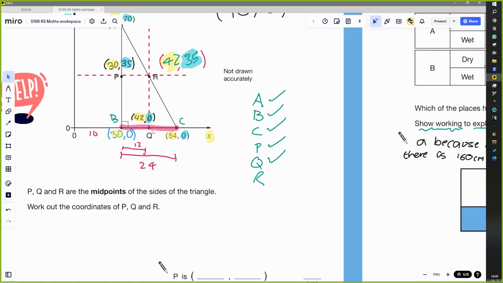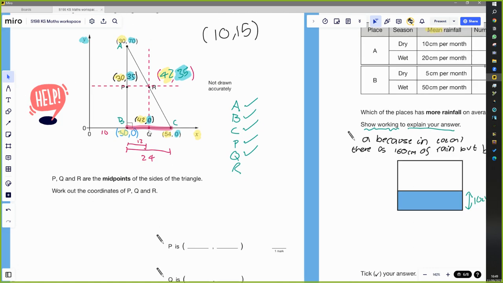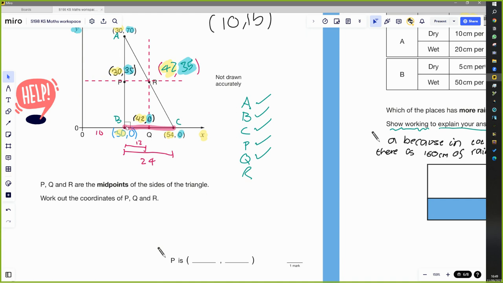Q was a little bit harder because it started at 30 and went up to 54. So we need to use that to realize that the length of the base of the triangle is 24. And so therefore halfway along, which is where Q is, would be 12. But because it started at 30, it's going to go up to 42. So the x coordinate for Q is 42, and it's 0 because it's on the x axis. It's always 0 here. If it's on the same horizontal line, it's going to have the same coordinates as these other points. So 42 and 0.